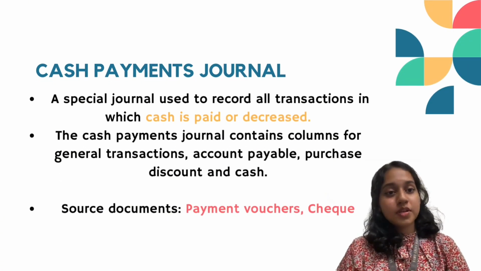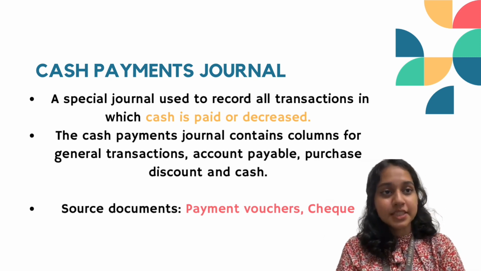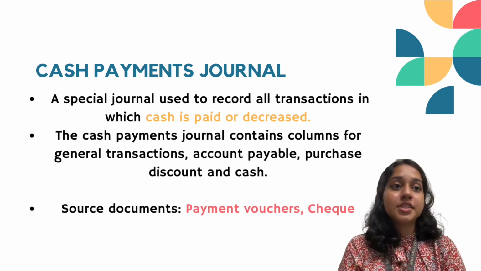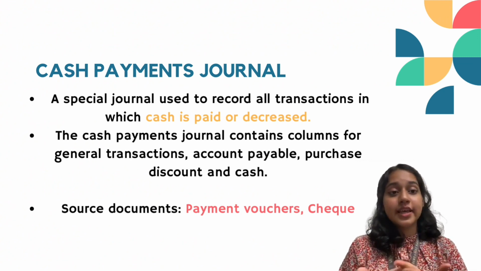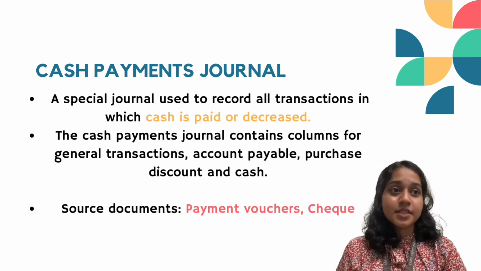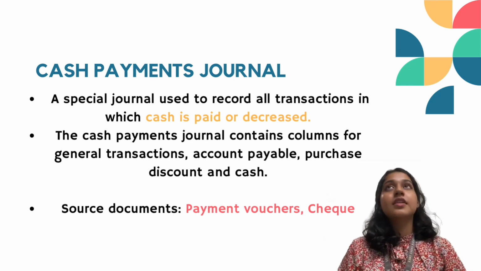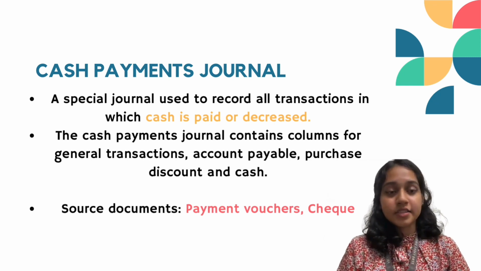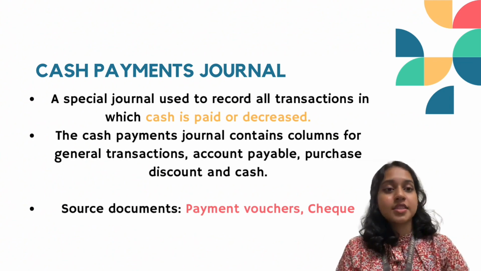So the second one is the cash payment journal. What are the functions of the cash payment journal? The first one is a special journal used to record all transactions in which cash is paid or decreased. The second one is that the cash payment journal contains columns of general transactions, accounts payable, purchase discount and cash. So the source documents are payment vouchers and cheques.